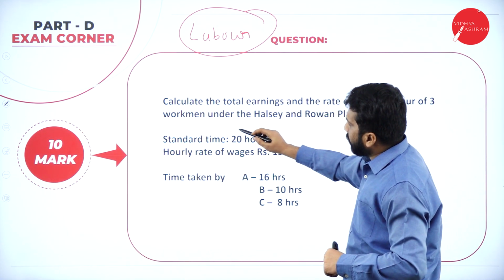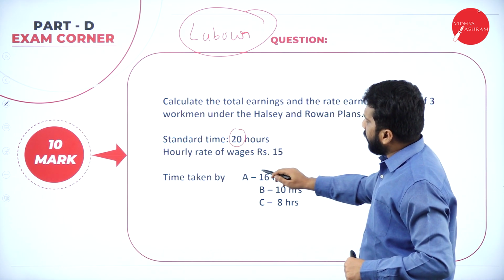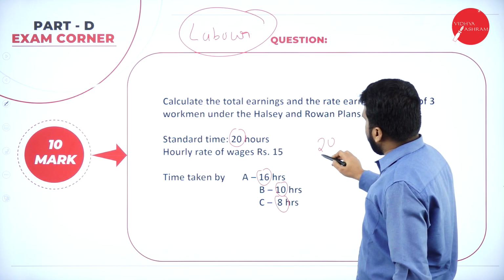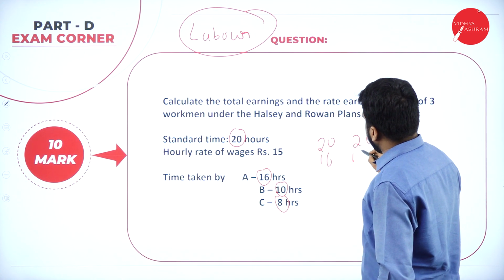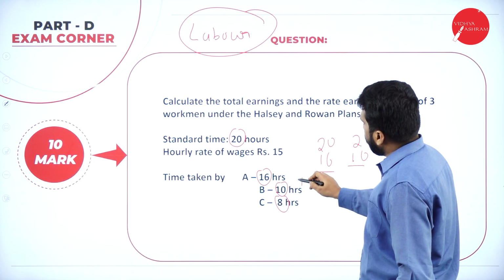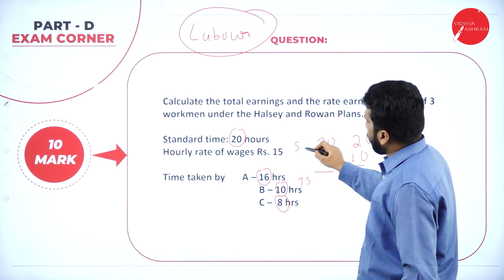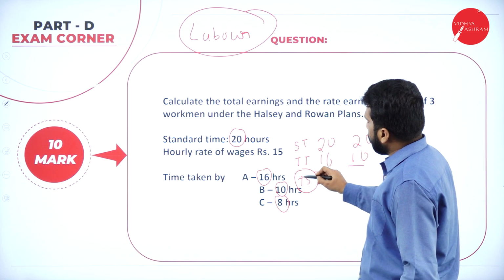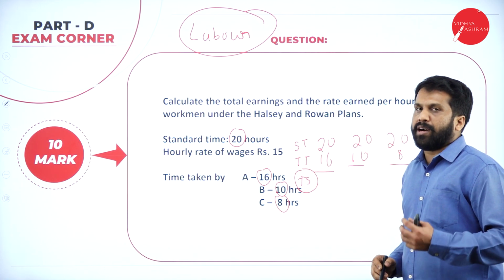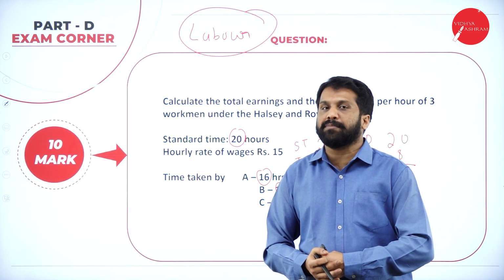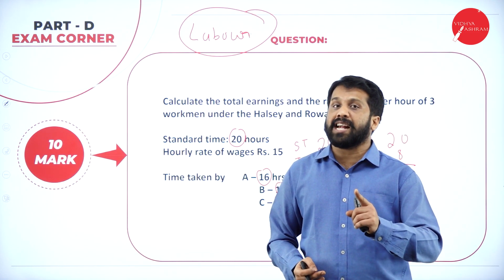Now, standard time is 20, time taken 16, 10, 8. Now, 20 minus 16, 20 minus 10, 20 minus 8. What is the time saved? Standard time minus time taken, you will get time saved. Clear? So I'll give you 3 hours to write exam. You completed in 2 hours. What is the time saved? 1 hour.